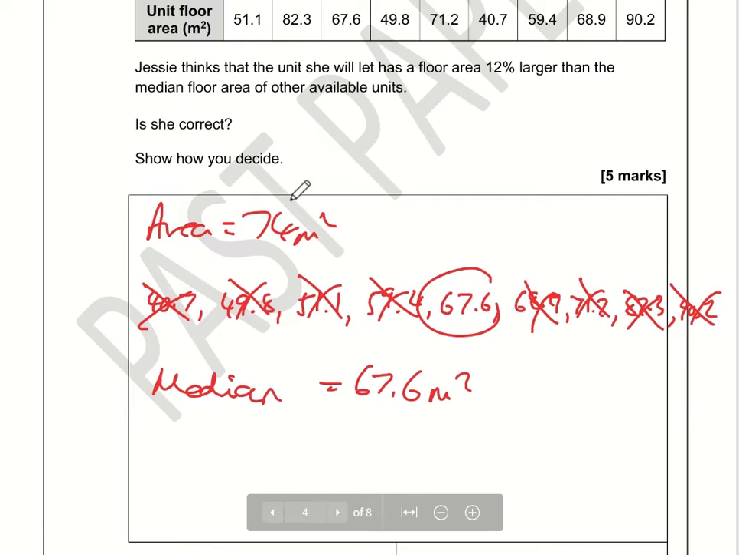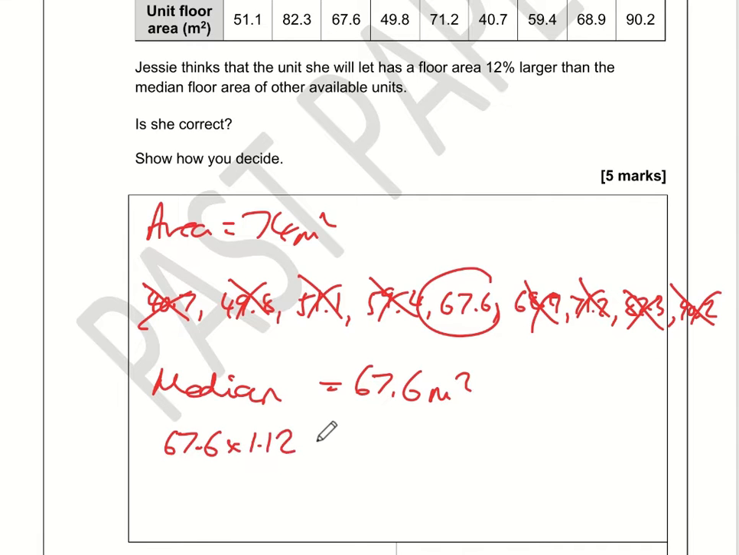Okay, so Jesse thinks that 74 is 12% more than 67.6. So what is 12% more than 67.6? So we need to increase this amount by 12%. So 67.6 multiplied by 1.12 is our calculation.